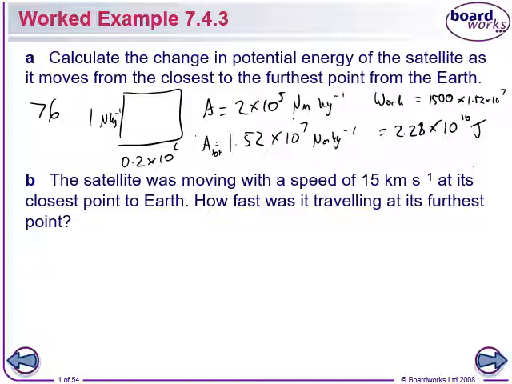Okay, next. I like this question. This would be a good exam question, to be honest. The satellite was moving with a speed of 15 kilometers per second at its closest point to Earth. How fast was it traveling at its furthest point? Good question. So what is the key point here? How are we going to start to work this out? What's the key idea? Why is it going to change speed?